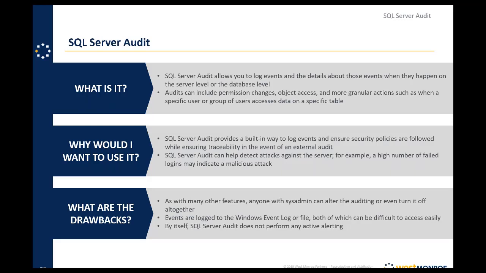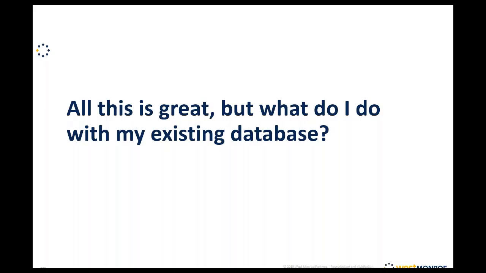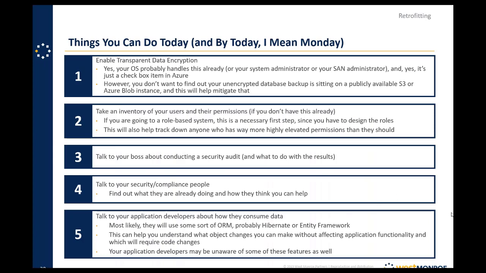And then events are logged to Windows Event Log or a file, both of which can be difficult to access easily. And particularly, they're not the most straightforward things to query, which goes into our last drawback, which is that by itself, it doesn't perform any active alerting. So you actually have to set up some secondary alerts.